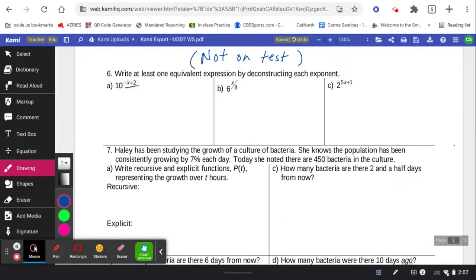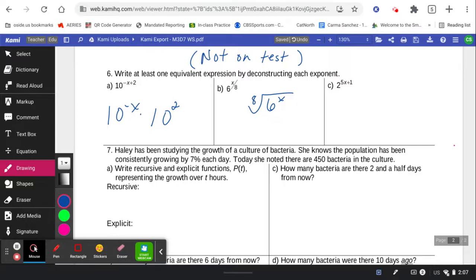So see how these two are adding. So we're going to break this apart into two same bases, and then we're going to make the negative x on this side and the positive 2 on this side, and there you go. That's deconstructing the add rule. Here we have 1/8 root of 6 to the x. That's one way that we could rewrite an equivalent expression, because a fractional exponent could be rewritten as a radical.